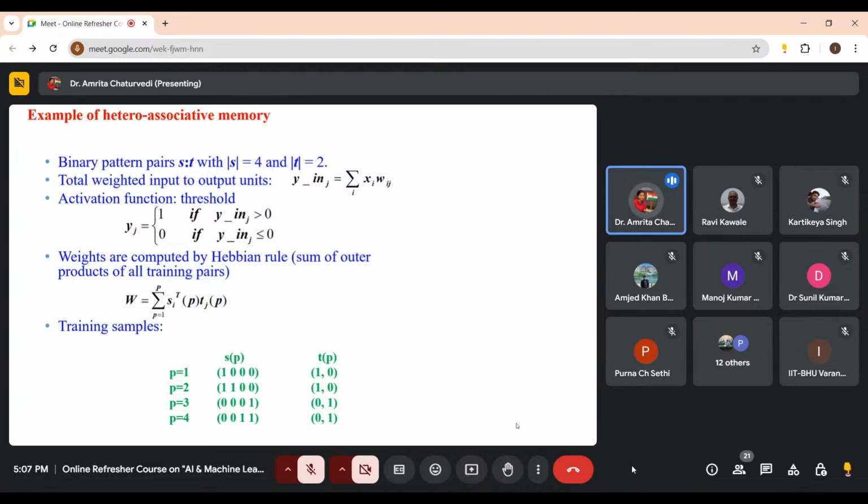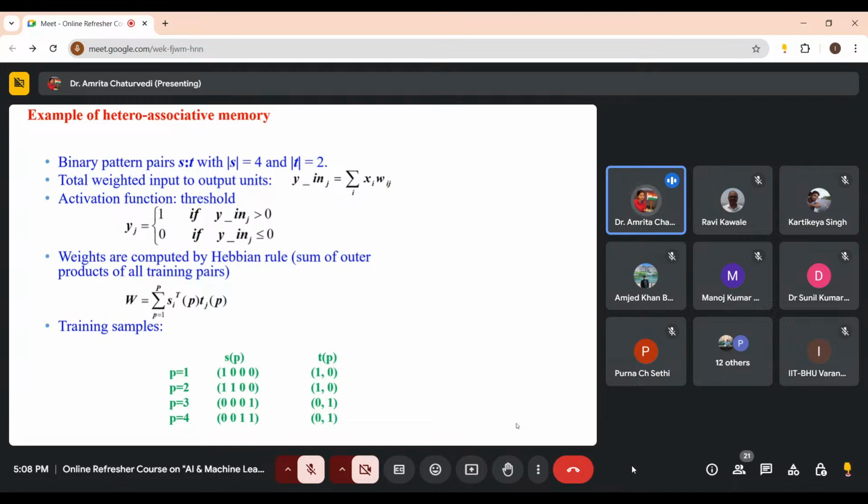Weights are computed by the Hebbian rule: the sum of the outer product of all training pairs. So W is equal to summation p equals 1 to P of s(p)i into t(p)j. Suppose the training samples are like this: 1 0 0 0, 1 1 0 0, 0 0 0 1, and 0 0 1 1. These are the input vectors, and the corresponding output vectors are 1 0, 1 0, 0 1, 0 1. Right? So this means that we have 4 patterns, capital P is equal to 4.